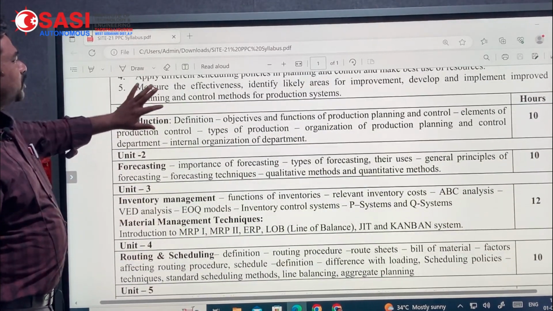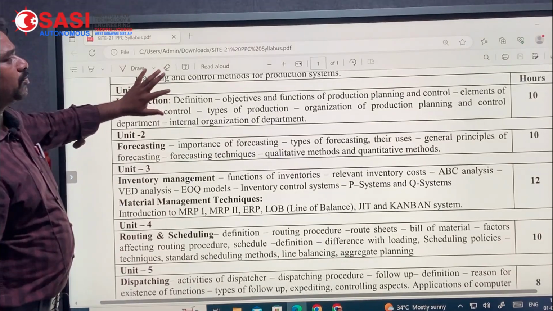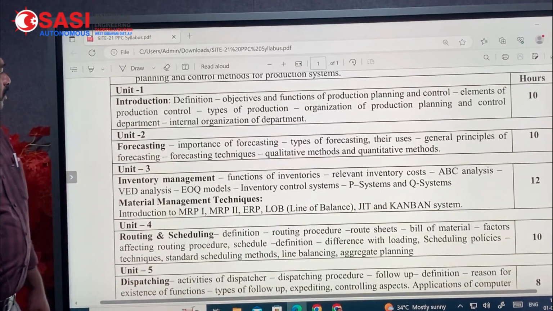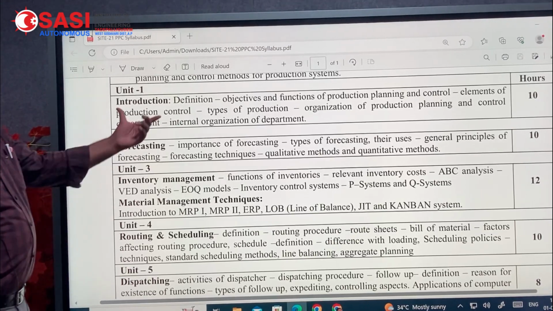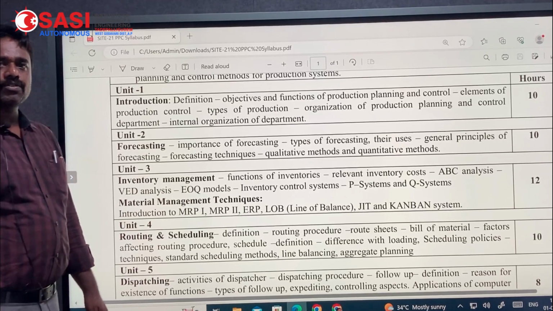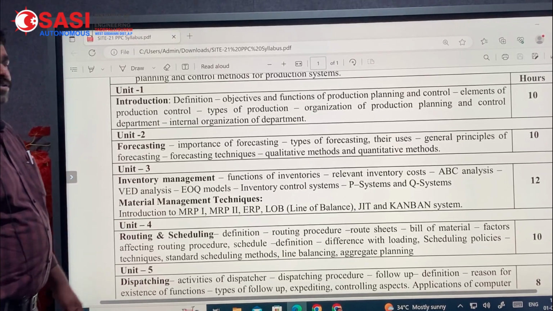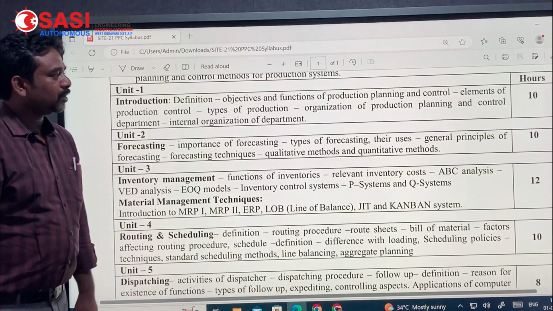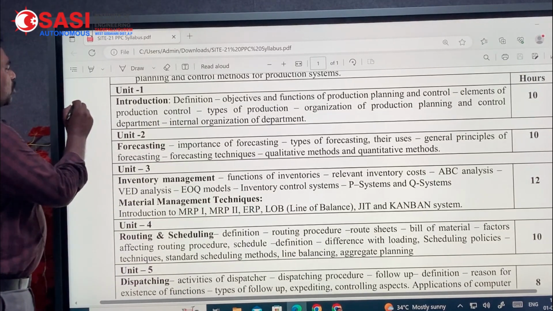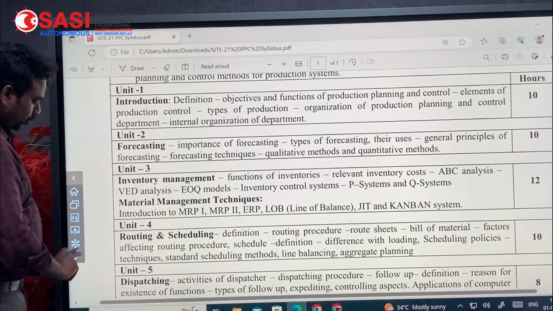And coming to the syllabus sector, our syllabus is divided into 5 units. That is, it consists of 5 different topics. In the first unit, we are going to oversee the overview of the production system, including the various elements of production planning and control. PPC is one of the departments in the total production system.